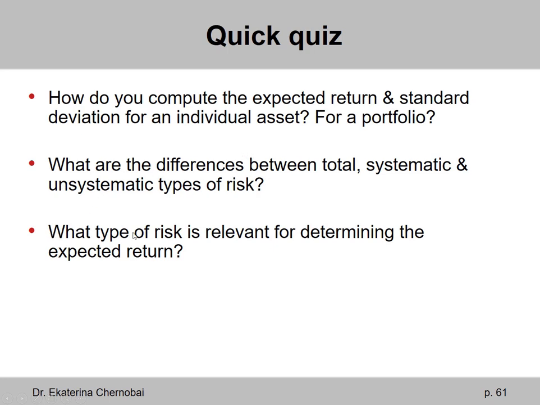And the last one, what type of risk is relevant for determining the expected return? It's only the risk that will always remain, the so-called systematic risk, or the other names for it were market risk or non-diversifiable risk. So the higher the non-diversifiable risk, the higher the return that investors should expect from the stock. And that's because the unsystematic risk can be eliminated by the investors themselves. So there is no reward for bearing risk unnecessarily.